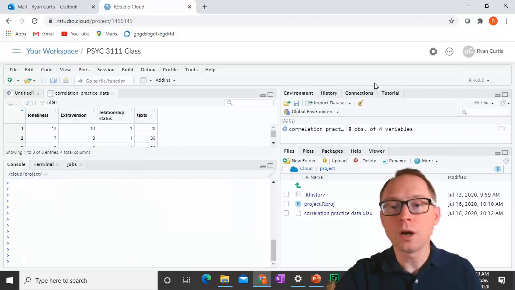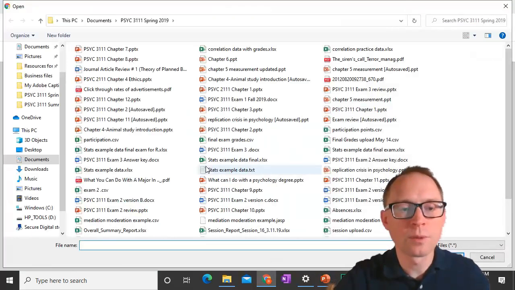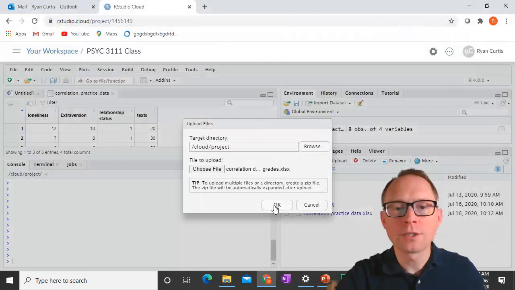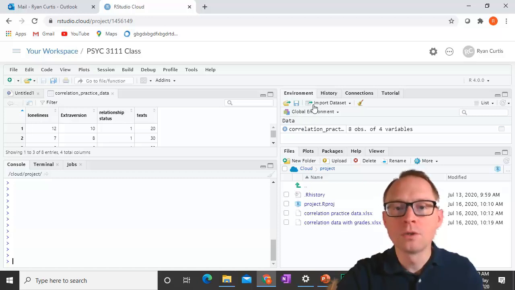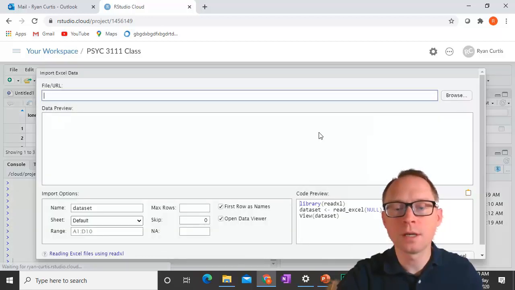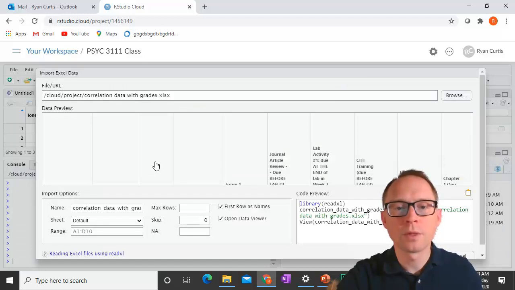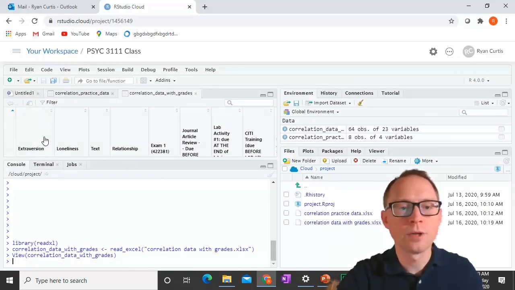And I'm going to do this in RStudio Cloud. So what we'll need to do first is make sure that we upload the correct file. I'm going to get this from a previous semester. All right, so I clicked on the right file to upload, pushed OK. Now I go to import dataset, and this is an Excel dataset. It is the correlation data with grades. Let's go ahead and import this. When we do this, you will see that it's going to look a lot like some other data that we've had in the past.